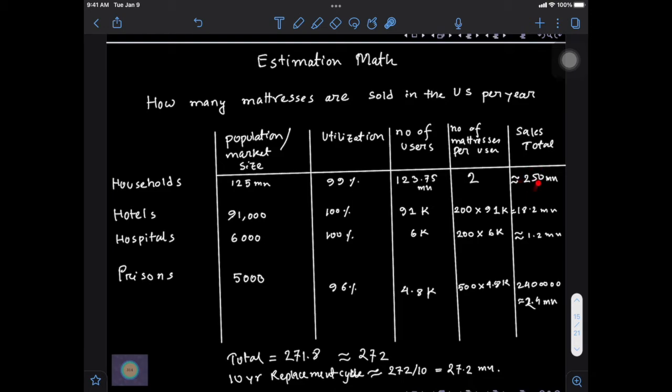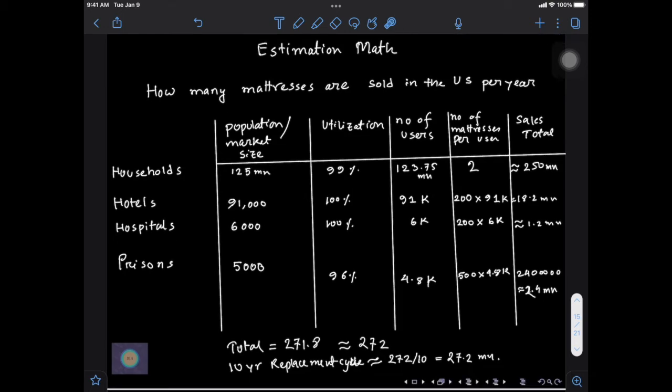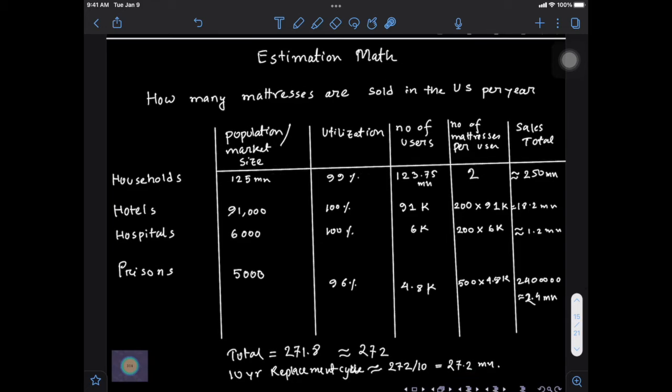Then we can add up all of these numbers, and that will give us a total of approximately 272 million. And if we assume a 10-year replacement cycle, so that every 10 years these users are buying one new mattress, then we just have to divide this number by 10, and that gives us 27.2 million mattresses being sold in the US per year.